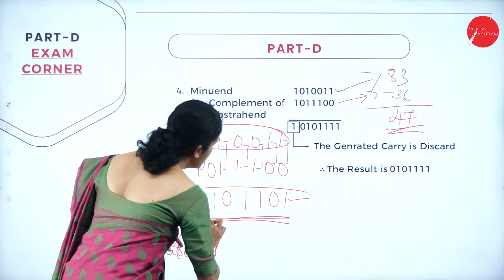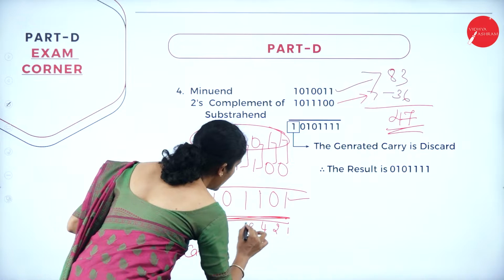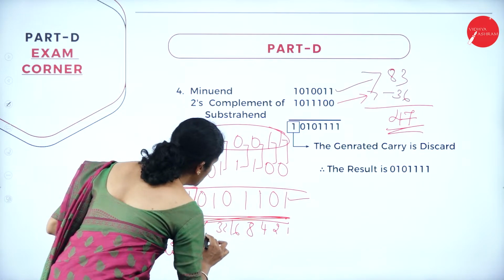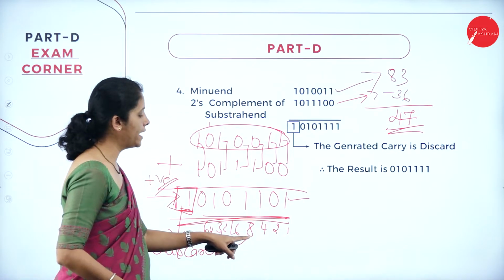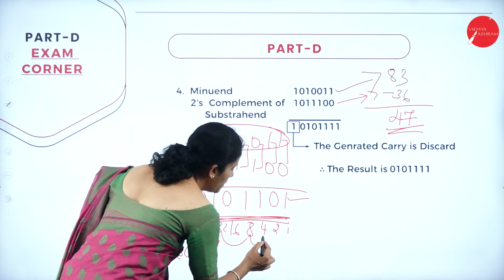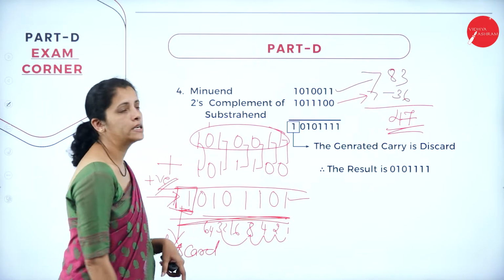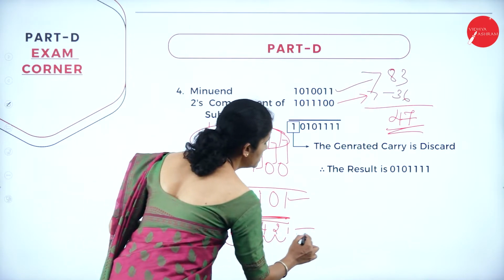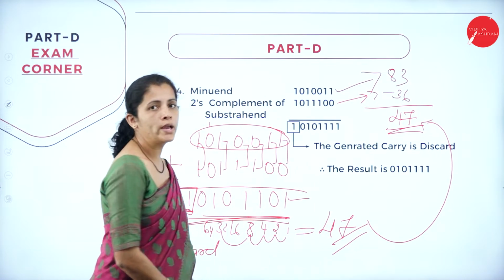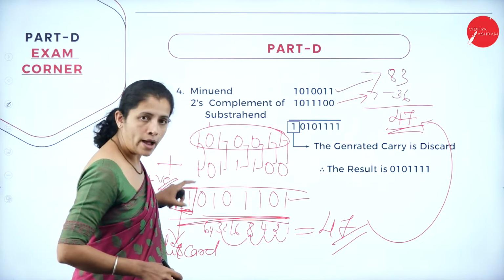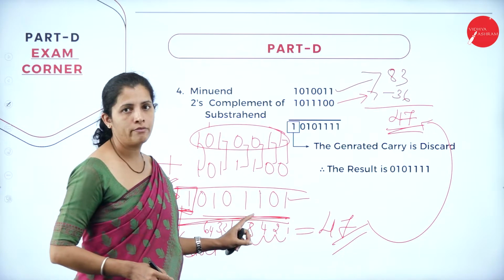Now, consider remaining bit here. I'll write 1, 2, 4, 8, 16, 32, 64. If I add 32 plus 8, it is 40. 40 plus 4, 44. 44 plus 2, it is 46. 46 plus 1, it is 47. So it is 47. Like this is the way you can cross verify. That means whatever the value you're going to get, whether it is correct or not, you can cross verify.